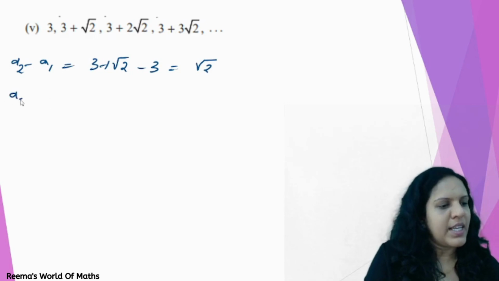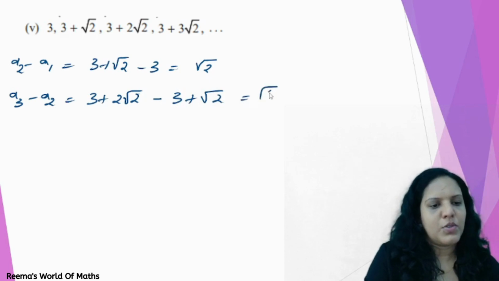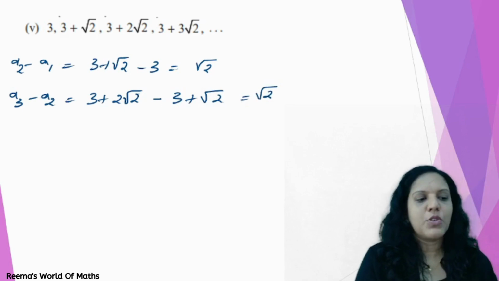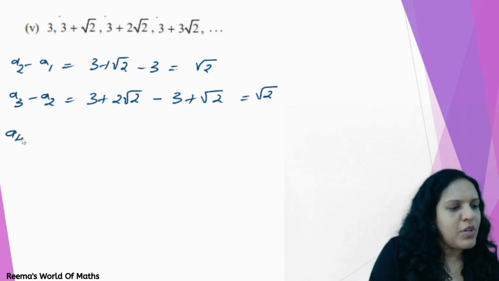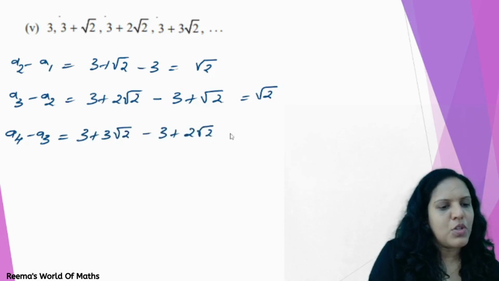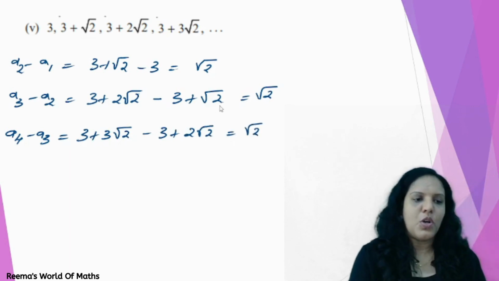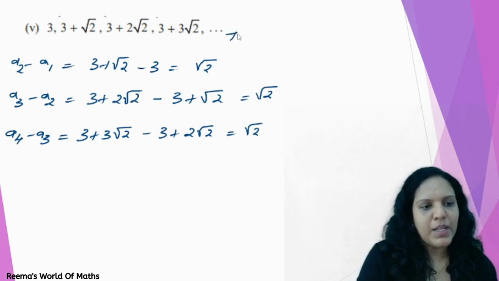Second one, A3 minus A2, which is 3 plus 3 root 2 minus 3 plus 2 root 2. So that is again root 2. And next one, A4 minus A3, which is 3 plus 4 root 2 minus 3 plus 3 root 2. So that will also give you root 2. So we can see the difference between each consecutive term is equal. It's fixed. So this series forms an AP.